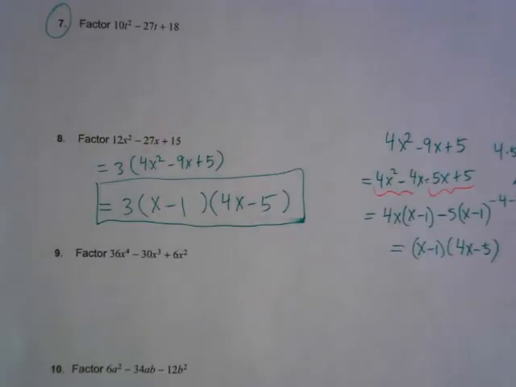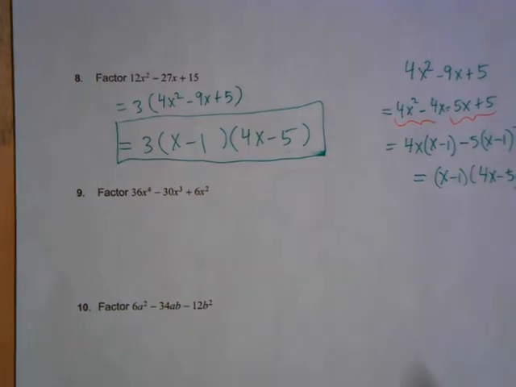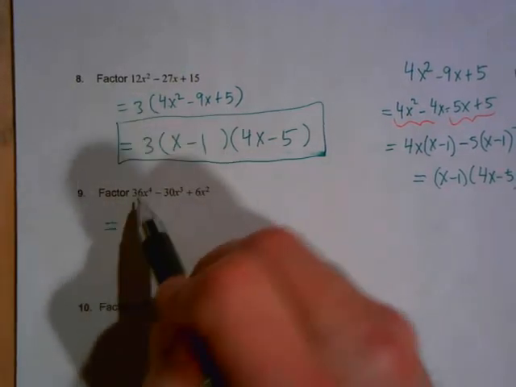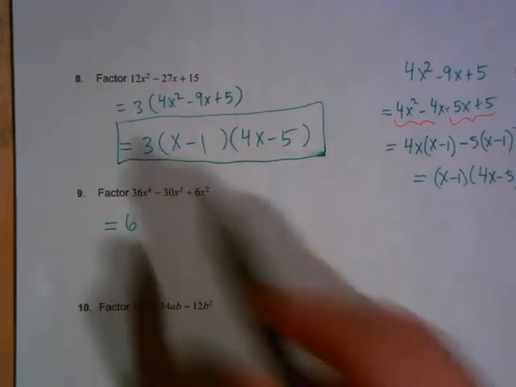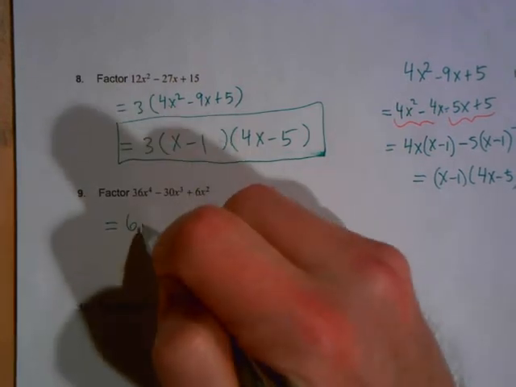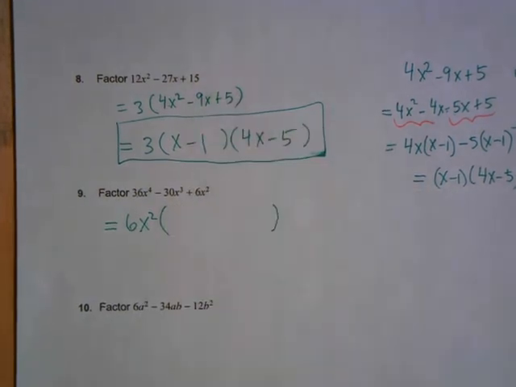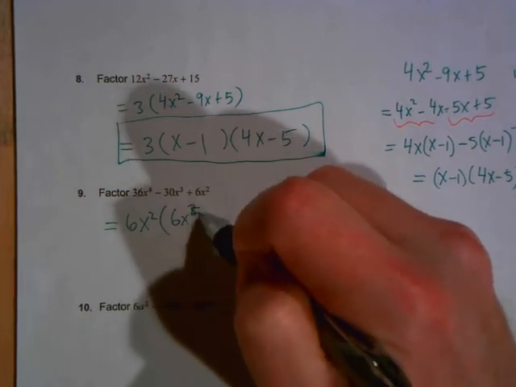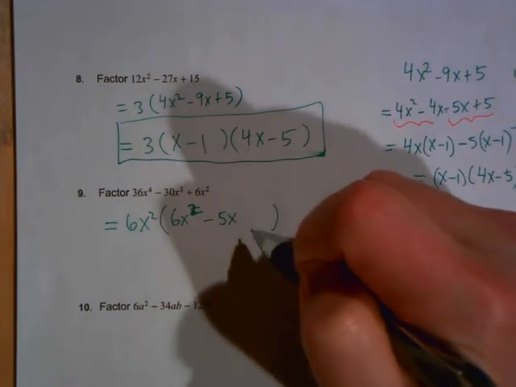Okay, I'm going to do one more. I'm going to do number 9. And then you'll have 2 more to do for homework. Once again, I count my pieces. I see 1, 2, 3 pieces. The next thing I notice is I have a common factor. My common factor this time is the numbers all have a 6 in common, and I have a common variable. I have x squared everywhere. So sometimes you can take out a number, sometimes you can take out a number and a variable. What do I have left over? Left over I have 6x squared minus 5x plus 1.